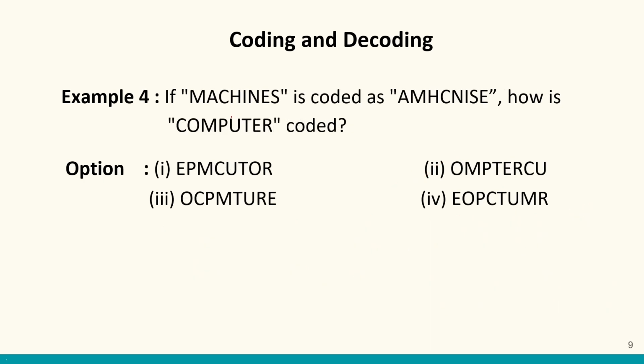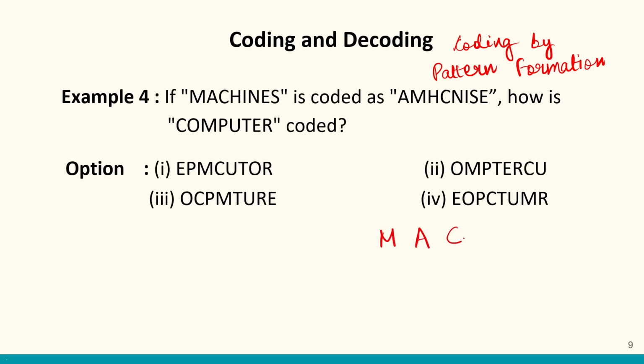Then over here, machines is coded as this, and how is computer coded? Now over here I can see that whatever letters are in machine, like MACH, I can see it over here also. So I am assuming because they are the same letters, this is coding by pattern formation. This is a type of decoding that we learned in the previous class. Coding by pattern formation. So in coding by pattern formation, we have to check what pattern is being followed.